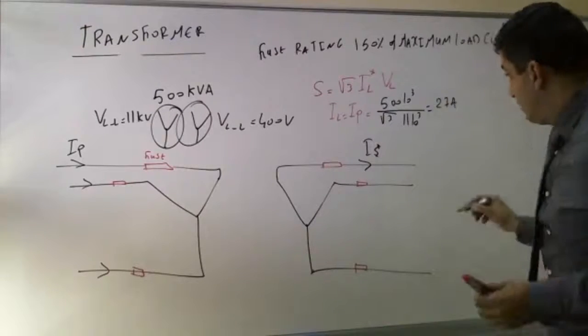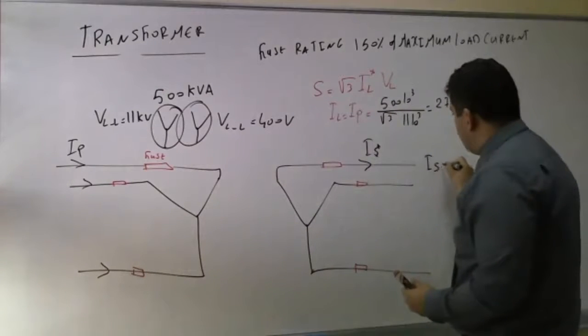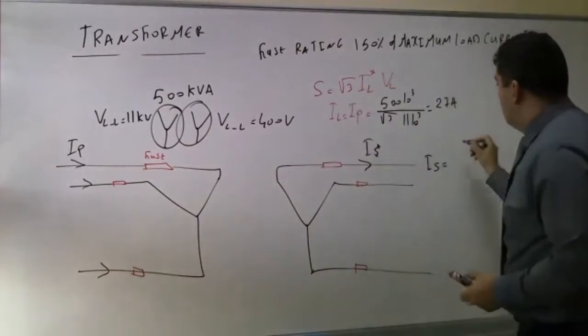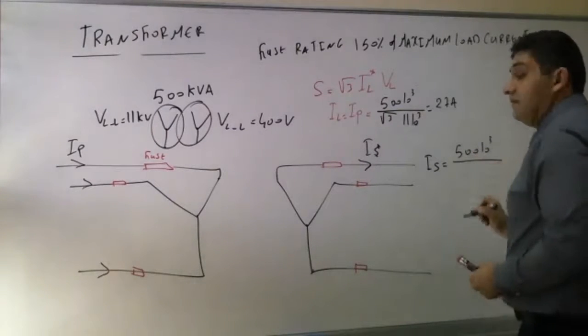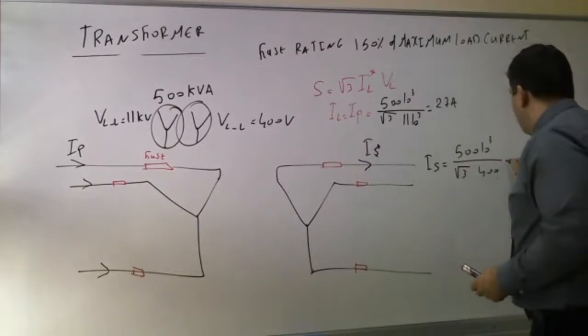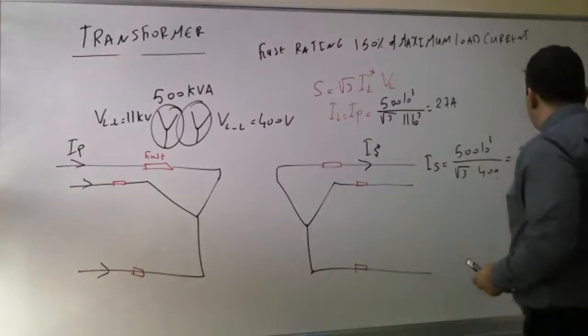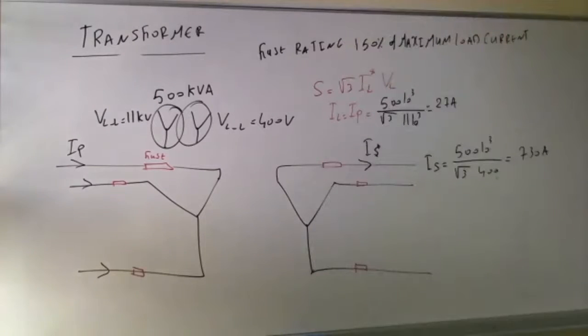On the secondary side, I apply the same equation: I secondary is equal to 500×10^3 divided by √3 times 400, which is equal to 730 amps. Can you see this clearly?